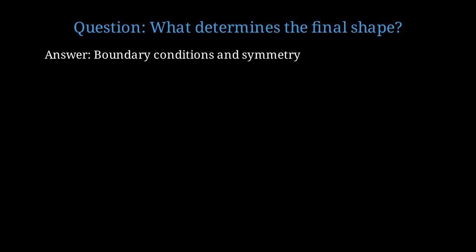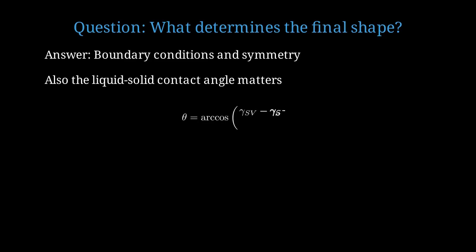If the membrane is triangular, the threefold symmetry favors tetrahedral outcomes. If it's square, fourfold symmetry favors cubic or pyramidal forms. The contact angle between the liquid and the membrane also plays a crucial role. A highly wetting liquid will spread more on the membrane, leading to different folding patterns than a non-wetting liquid. The contact angle theta is determined by Young's equation, the arccosine of (gamma SV minus gamma SL) divided by gamma LV, where these are the solid-vapor, solid-liquid, and liquid-vapor surface tensions respectively.